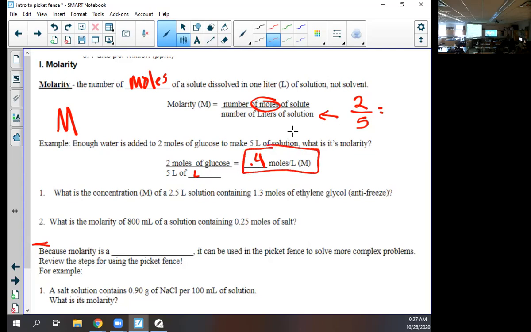Now, if that is all we would do for molarity, no one would ever struggle with that. You just take the moles and divide it by the liters. But it's more complicated. Now the second one is not too bad. We just have to do, oh, sorry, we haven't done the first one. That was the example. So what is the concentration in molarity of a 2.5 liter solution containing 1.3 moles of ethylene glycol? Write the setup and then check your partner and see if they write the same setup. 2.5 liters and 1.3 moles.